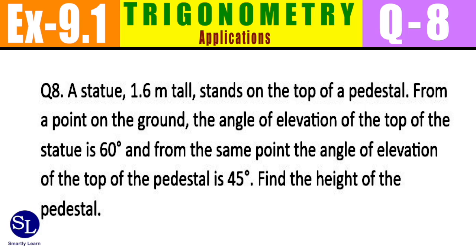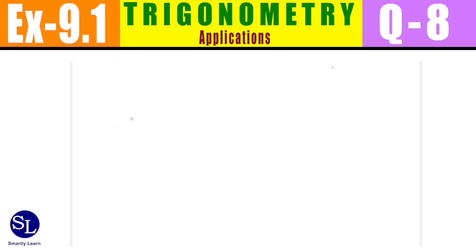So let's represent the given situation in a diagram. They told you that there is a statue standing on top of a pedestal. So first let's mark the pedestal here. I'm going to place a small line just to discriminate that there is a statue above. So this is going to be the statue. Its height is given as 1.6 meters.